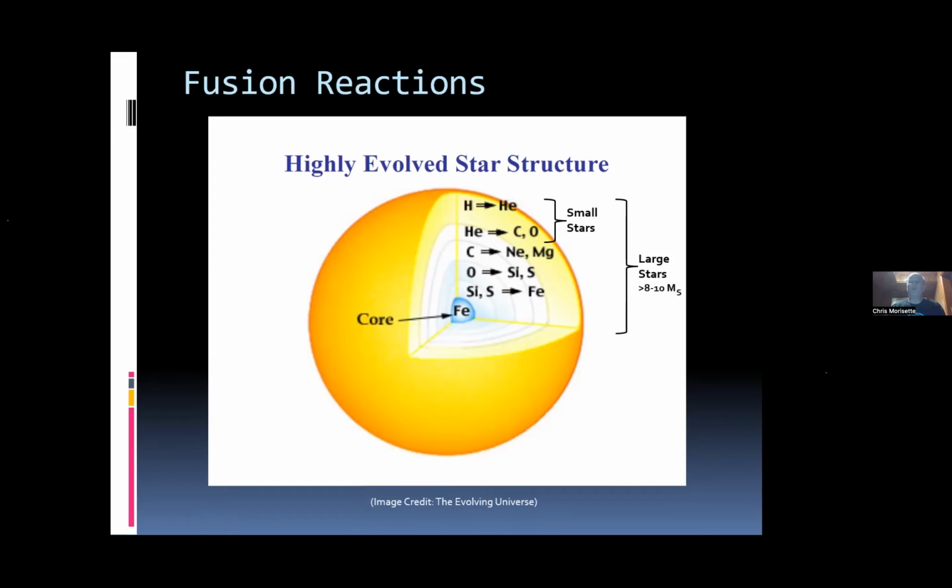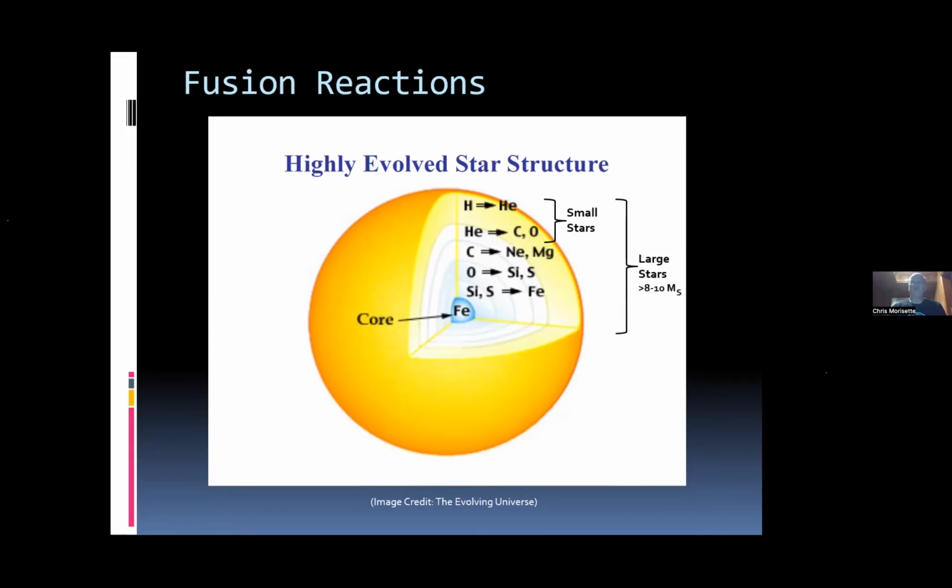For a larger star, stars that have anywhere from 8 to 10 times the mass of our sun, the fusion reactions can go on much farther. So carbon can actually fuse into neon and magnesium. Oxygen can fuse into silicon and sulfur, if I've got my chemistry right. And then these two elements can fuse into iron. Now, these reactions here are what are called exothermic. In other words, when you fuse these elements together, you'll actually give off energy.